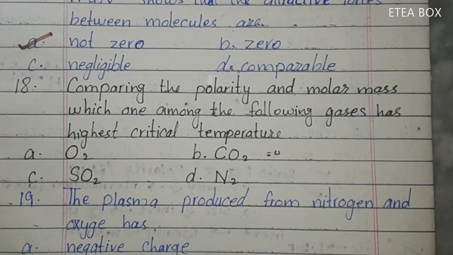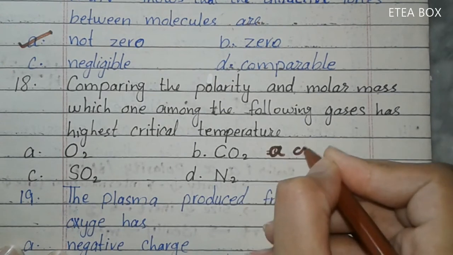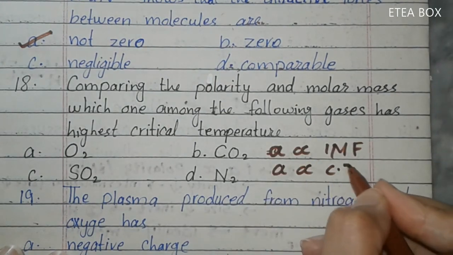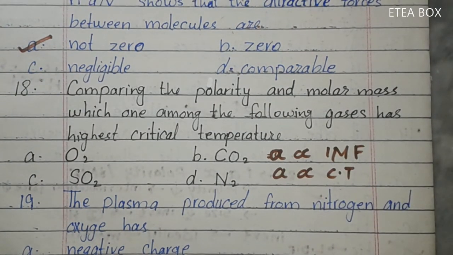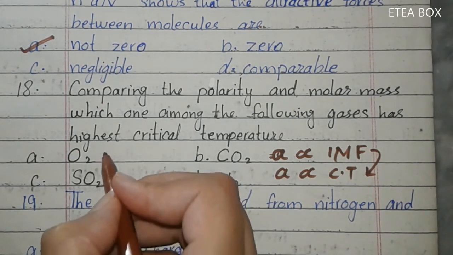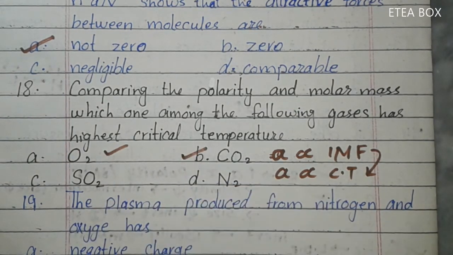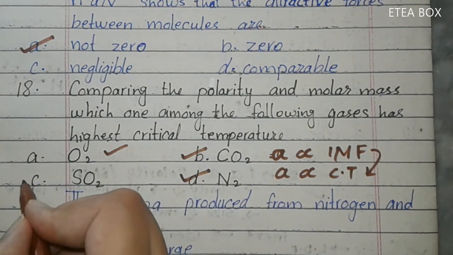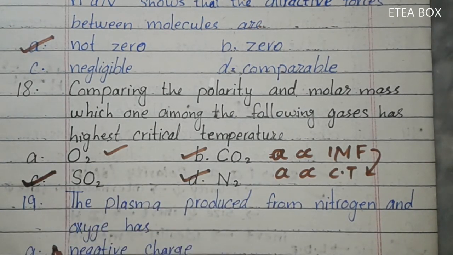Now question 18: comparing the polarity and molar mass of molecules, which one among the following gases has the highest critical temperature? We know that a is directly proportional to intermolecular force and a is directly proportional to critical temperature, which means that intermolecular force is directly proportional to critical temperature. This one is a non-polar molecule, this one is also non-polar, and this one is also non-polar, but option C is correct. It is a polar molecule, which means it has the highest critical temperature.